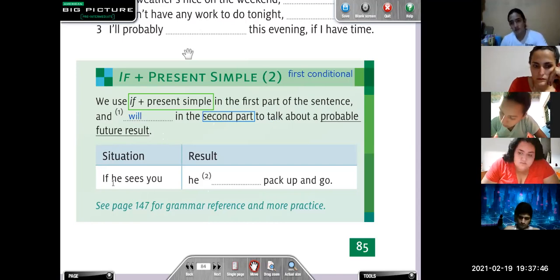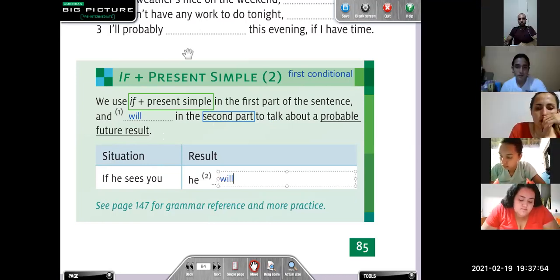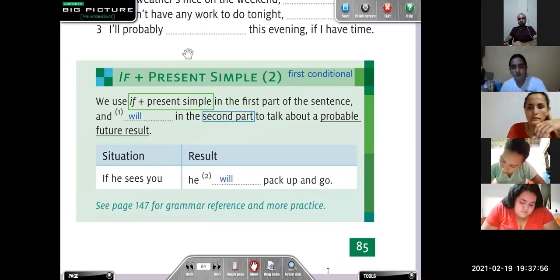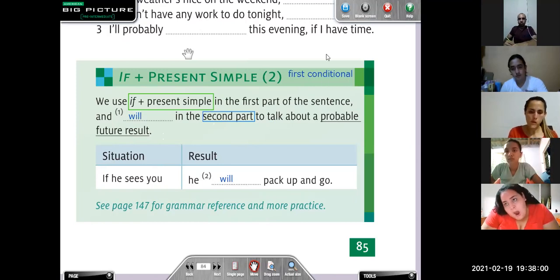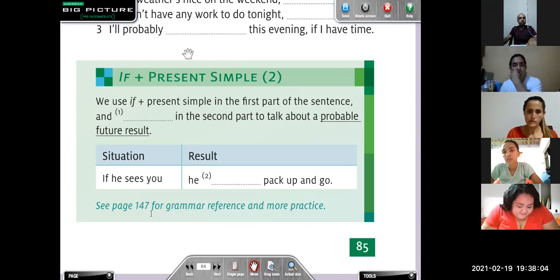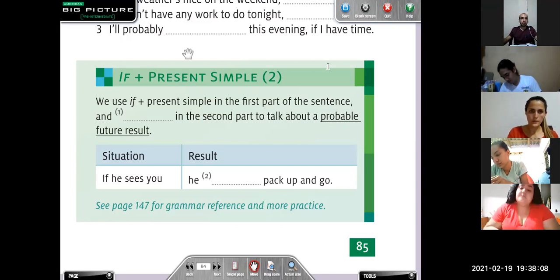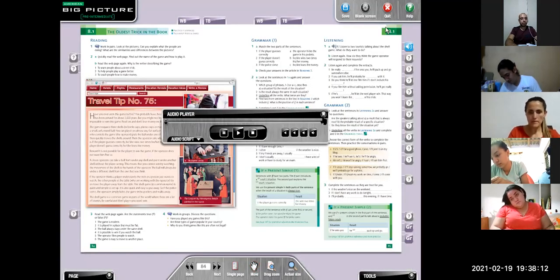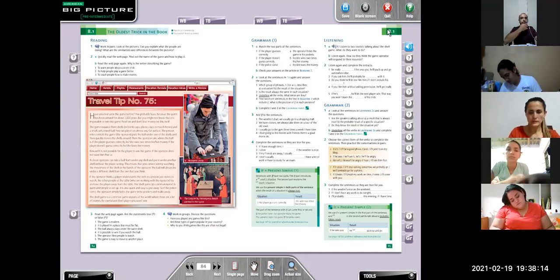Okay, so here we have, number 1, if he sees you, he will pack up and go, right? Very easy. We're going to practice a little bit of this in the exercise on page 147. Okay, let's go to page 147. Here we have the exercise that we are going to do.